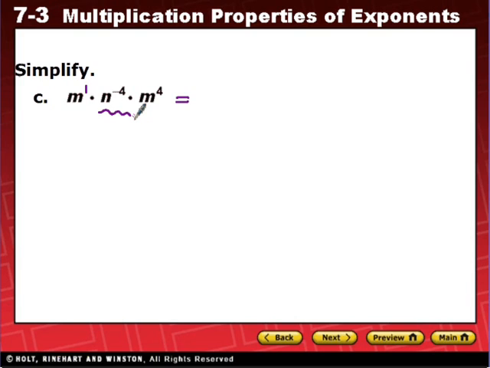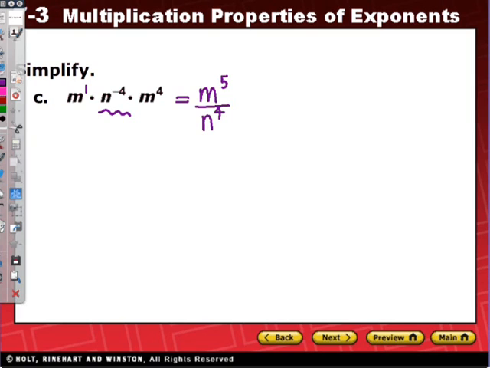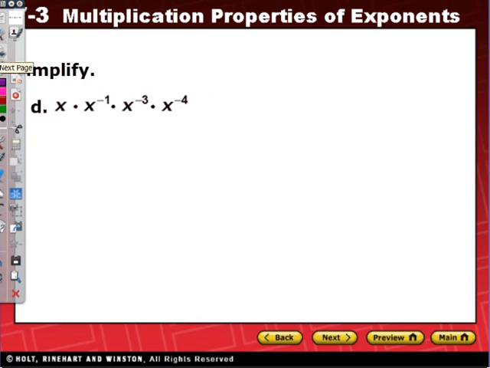So what you should have is m to the 5th over n to the 4th power, because we're going to drop that n to the negative 4th down into the denominator so that its exponent can be positive, so it's simplified. I think we have one more of these. Go ahead and jot this one down, pause the video, check, do it yourself, and see what you get.